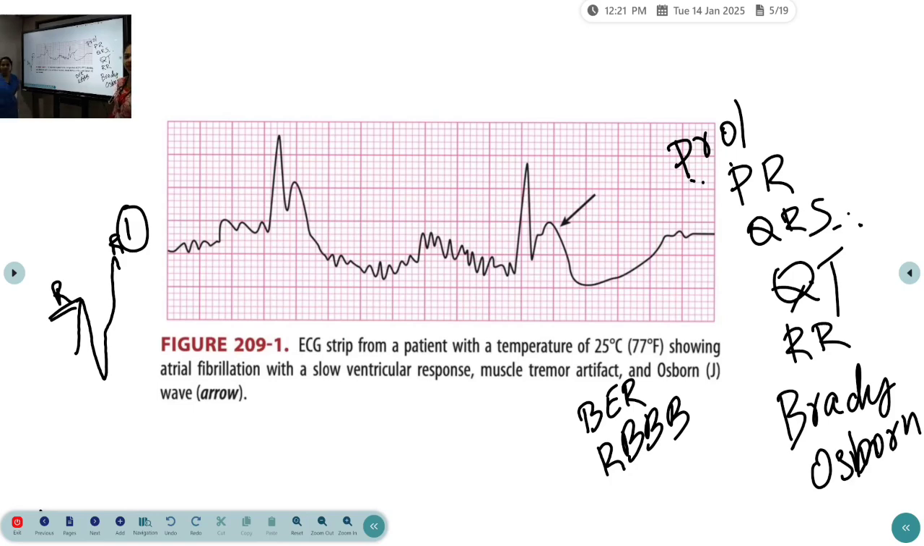Any other wave? Delta waves will be seen in WPW syndrome. So delta will look like this: there will be a P, and if it is WPW syndrome, the PR interval will be short. Then you will be seeing the delta wave, then a QRS. This will be slanting. Okay, and the T. That is WPW syndrome. That is a delta wave. One more wave is the epsilon wave.